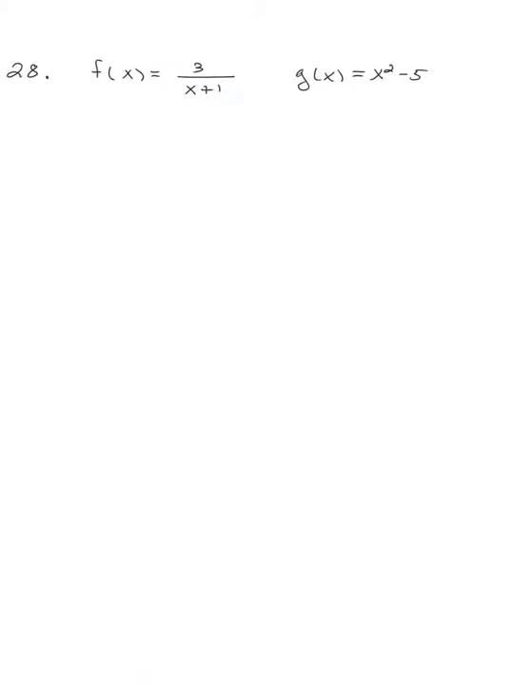Again, at the start here, I'm going to note that the domain for f is every number except negative 1, but for g, everything's okay. You can use all real numbers, no problem. So if we're looking at f composed with g of x, that is 3 divided by x squared minus 5 plus 1, or simply 3 divided by x squared minus 4.